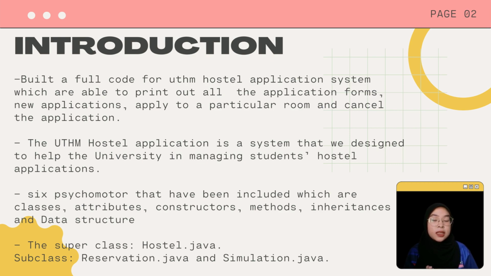So in this program, there are 6 psychomotor elements that have been included, which are classes, attributes, constructors, methods, inheritance, and also data structures, which are arrays and linked lists. Next, this program also contains 3 classes, which are a superclass and 2 subclasses. The superclass is named hostel.java. It has 2 subclasses that inherit from it, which are reservation.java and simulation.java.